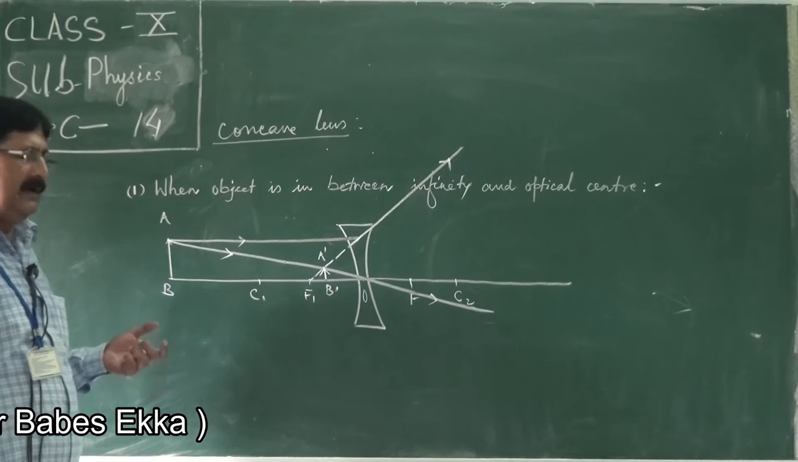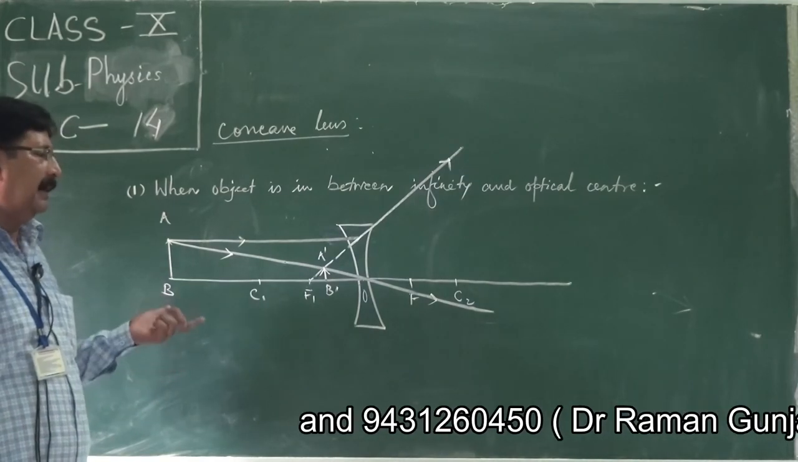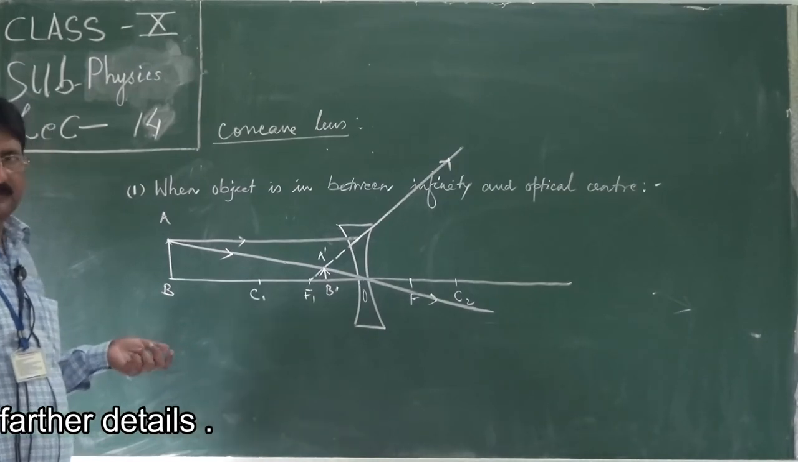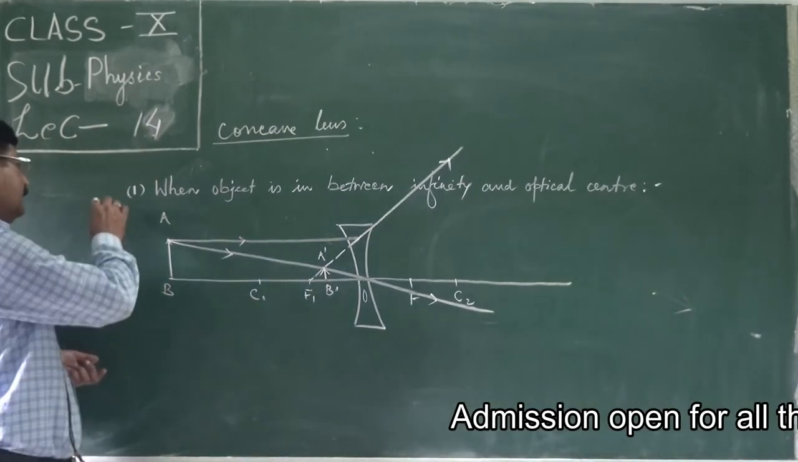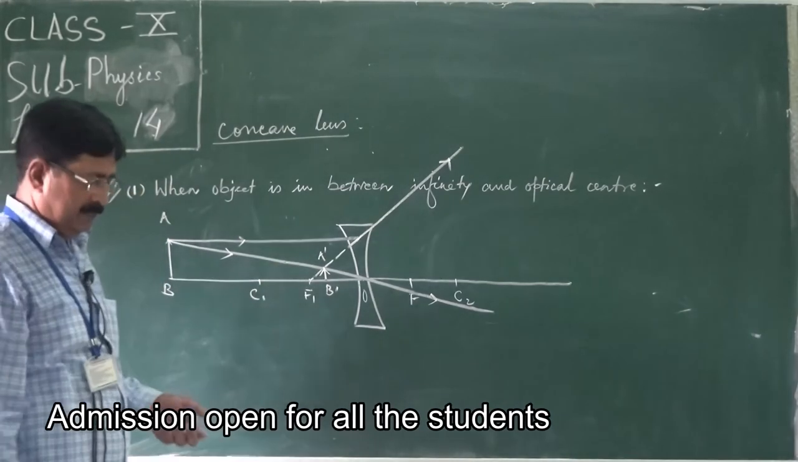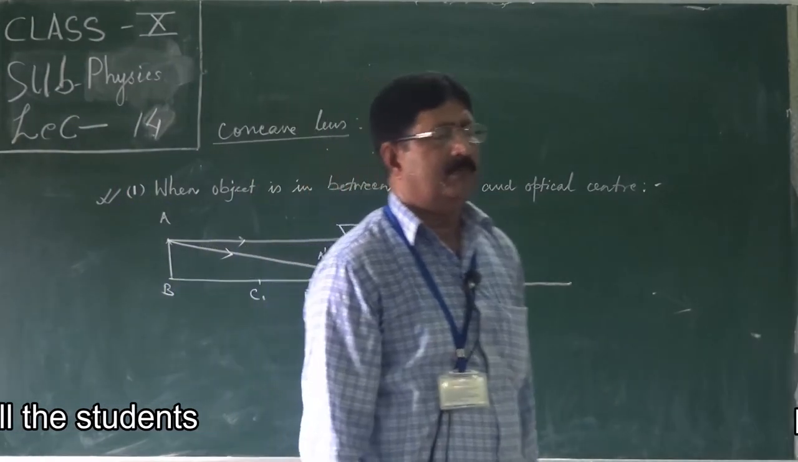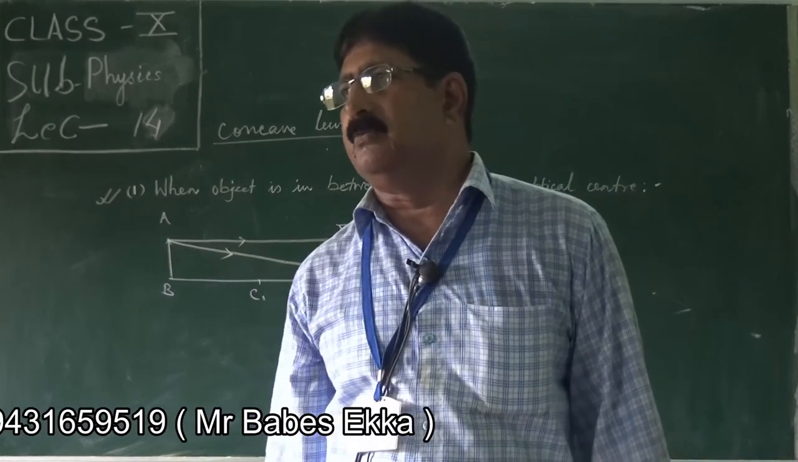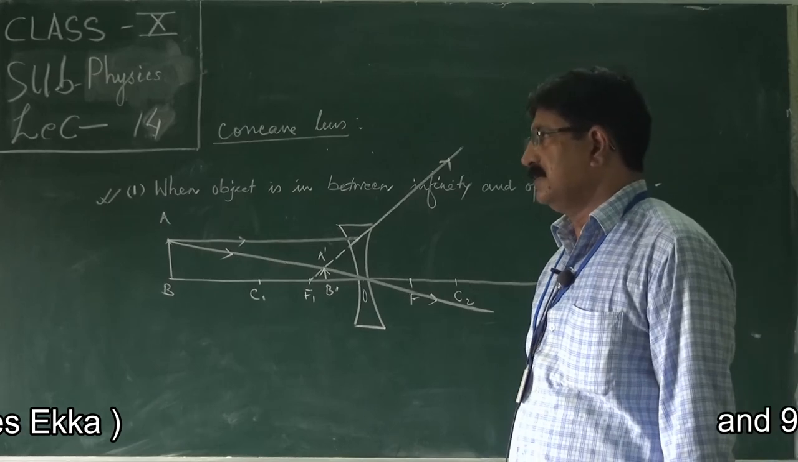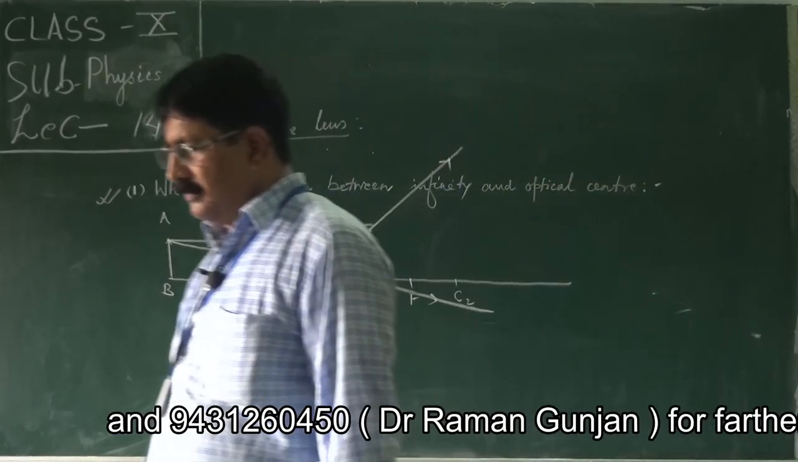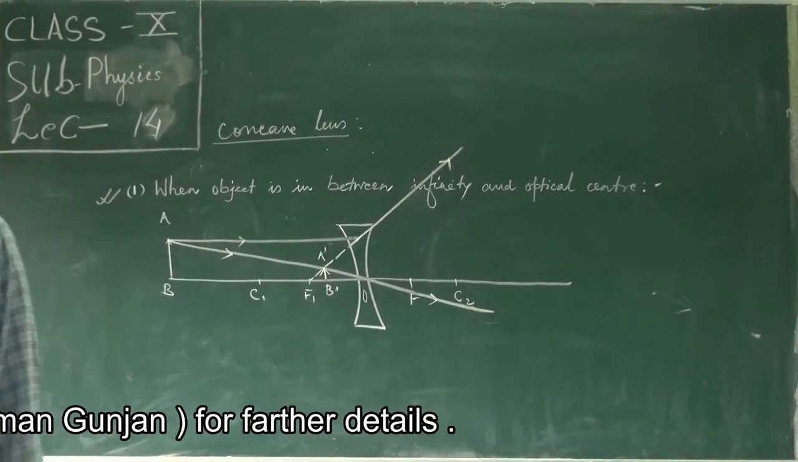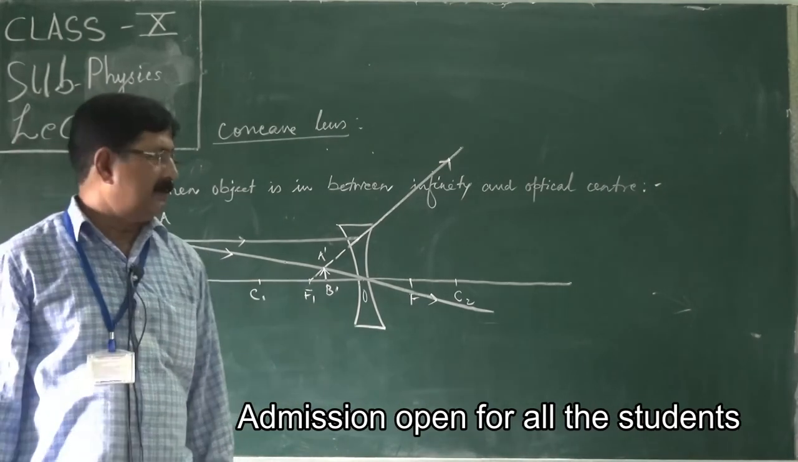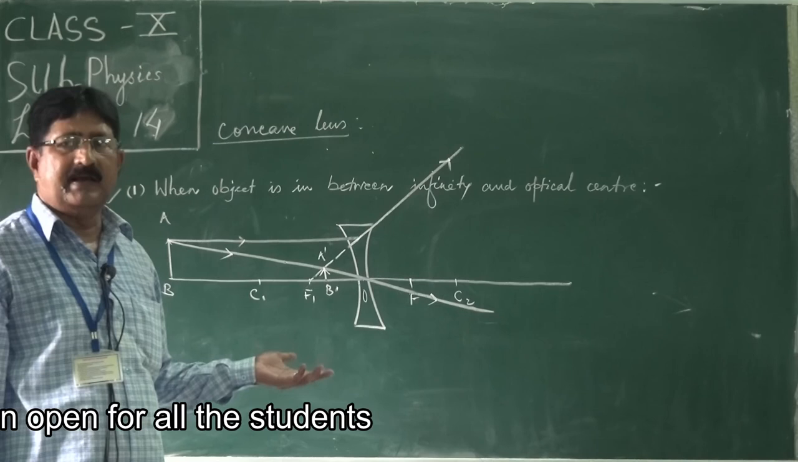We can't obtain an image by concave lens which is larger than the size of the object. Only one case is sufficient. The conclusion drawn from here: whatever may be the distance of the object from the lens, image formed is always virtual, erect, and diminished. As the object is brought nearer to the lens, the size may increase.